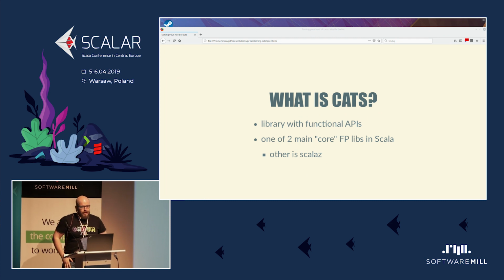Okay. Right. So for the benefit of the general populace here, so to speak, cats is one of the two libraries that provide the functional base for pretty much every kind of functional programming in Scala. So all the libraries that you've seen in the talks are based either on cats or on Scalaz. They are pretty much similar to each other because they're based on the same concepts. But today I'm going to be talking about cats.